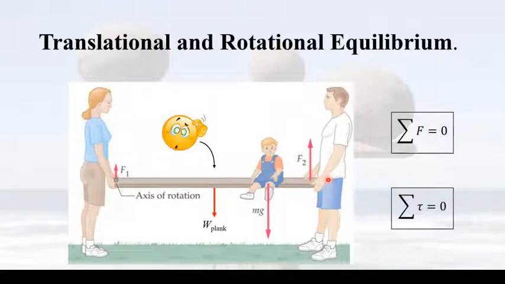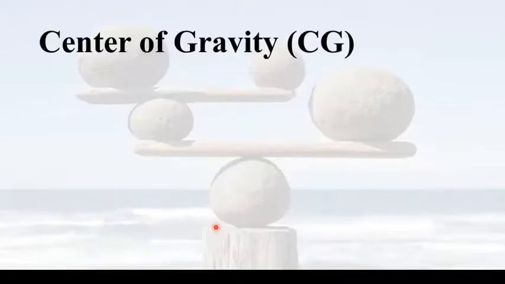Now, I have one question. How am I going to determine where I should put this W plank? This plank is a very long object, so how am I going to determine the position of this weight? In order to determine the position, we have to understand another term known as center of gravity.